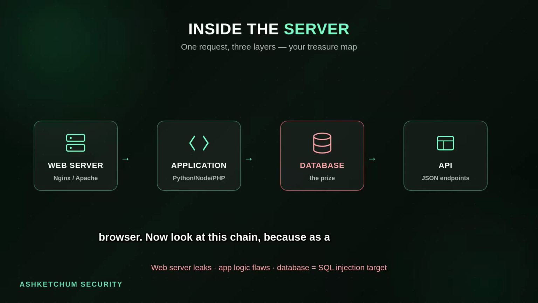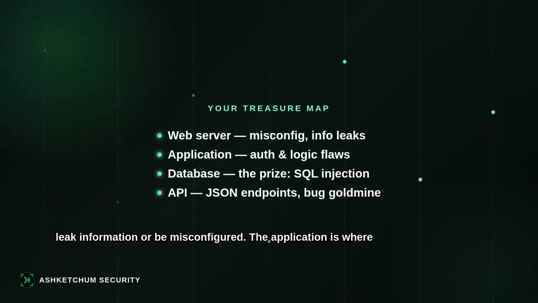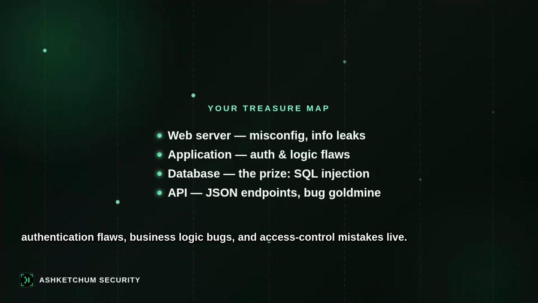Now look at this chain, because as a hacker, it's your treasure map. The web server can leak information or be misconfigured. The application is where authentication flaws, business logic bugs, and access control mistakes live.